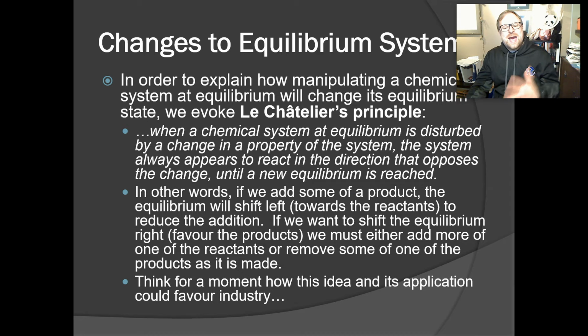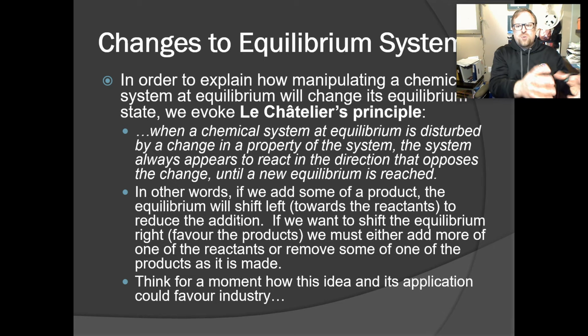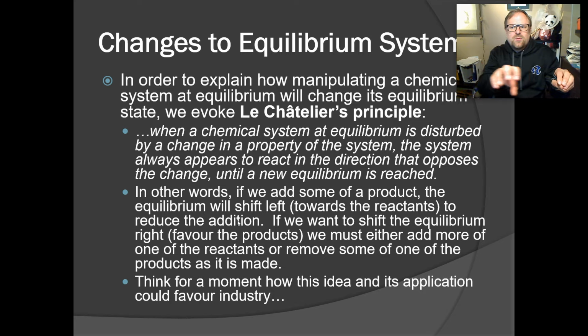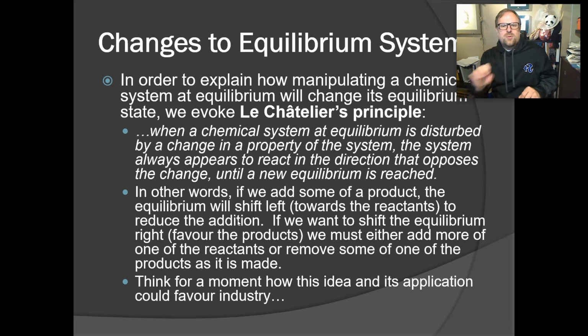So in other words, if we add some product, the equilibrium will shift left towards the reactants to reduce the addition of the products, right? It's going to act to oppose the change. We have more products, so it's going to use those extra products up to make more reactants. If we want to shift the equilibrium to the right to favor the products more, we must add one of the reactants. So if we add more reactant, it's going to act to oppose that change by running the reaction in a forward direction, using up the extra reactants to make more products.